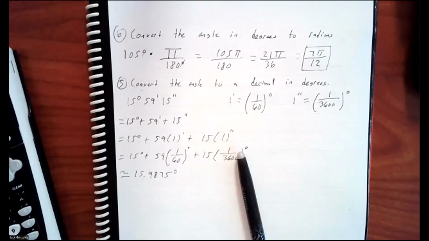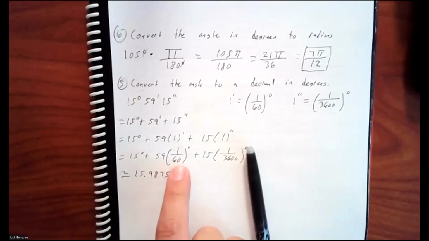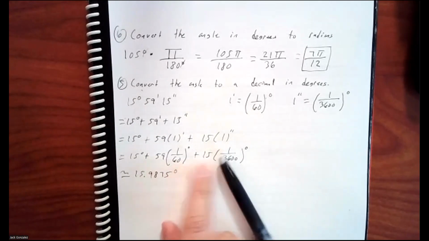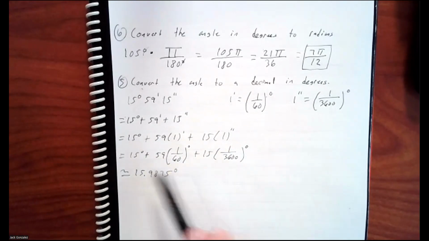Any question on this one? Oh, in the calculator, you just put 59 divided by 60 plus 15 divided by 3600. That's it. Add those two to 15 degrees.